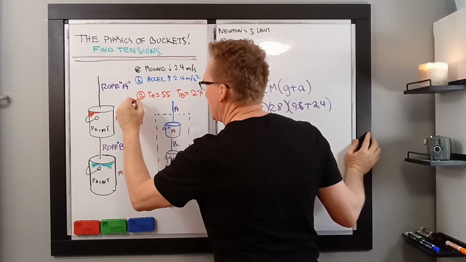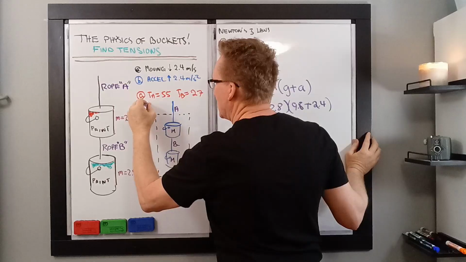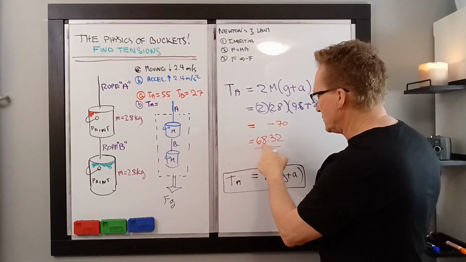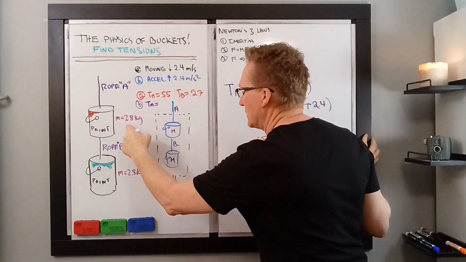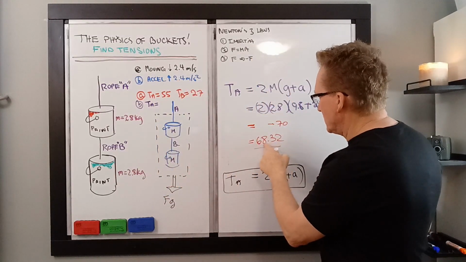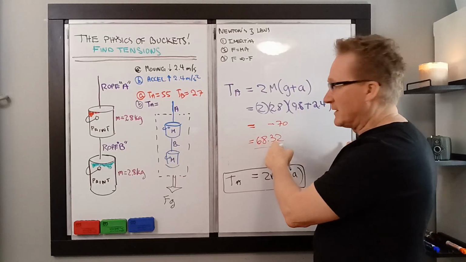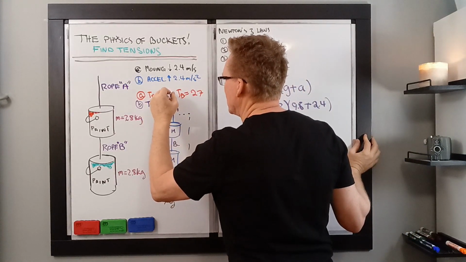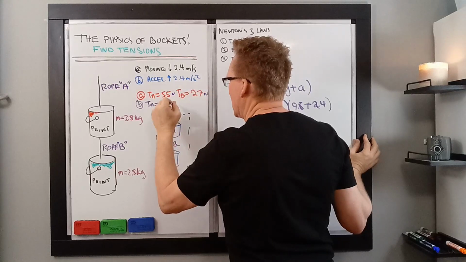So the answer is, everything's getting pretty crowded here. TA is equal to, remember we're going to drop this to two significant figures, just like we have here and we have here. So the 32 is less than 0.5, so we're going to just make this 68. Of course, this is newtons, newtons, and newtons here.